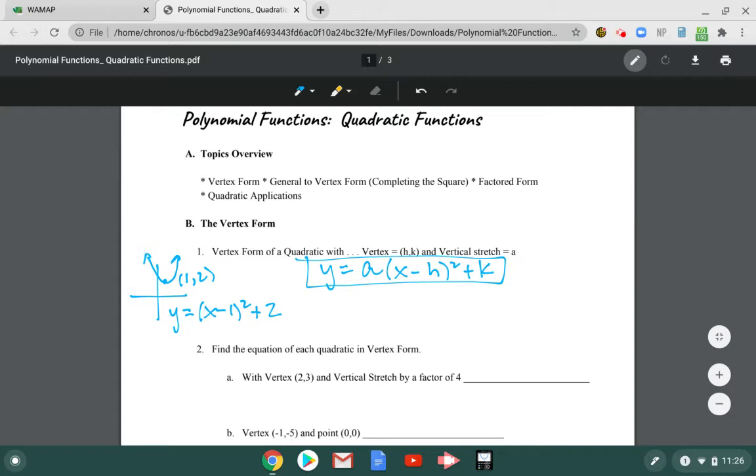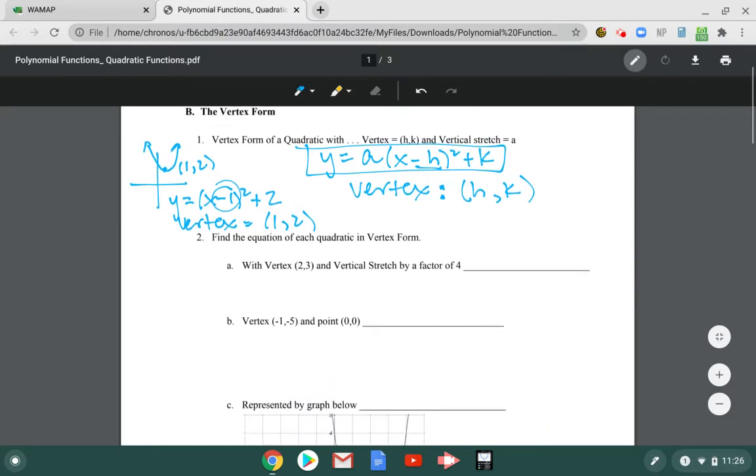So take a look at the similarities here. The vertex from this example was at (1, 2). So we did take the negative there of the number inside. Remember that x shift happens in the opposite direction. And in this vertex form, the same is going to be true. So in that vertex form, my vertex turns out to be, I just changed the sign, right? So (h, k).